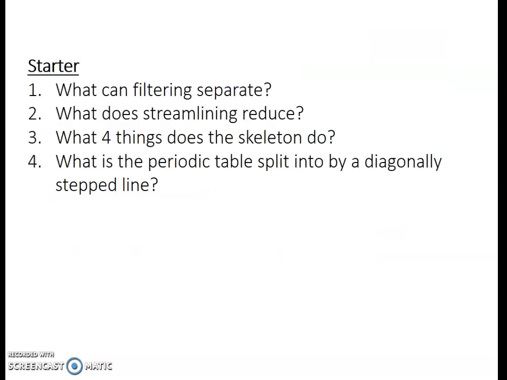As always, we're going to start with 4 quick questions. If you can answer them, and then we'll go through them. The first one: what can filter and separate? What does streamlining reduce? What 4 things does the skeleton do? And what is the periodic table split into by a diagonally stepped line? Pause the video and have a go at those 4 questions and then we'll go through them.